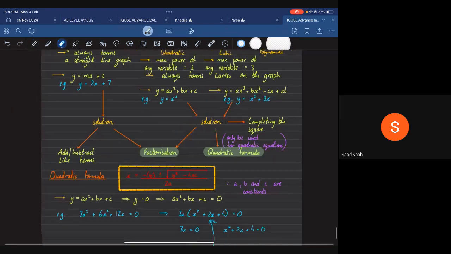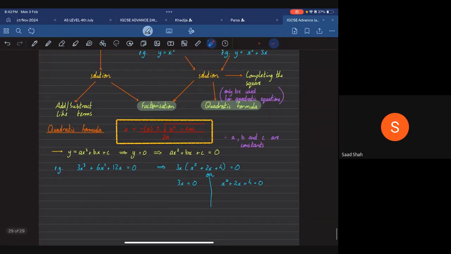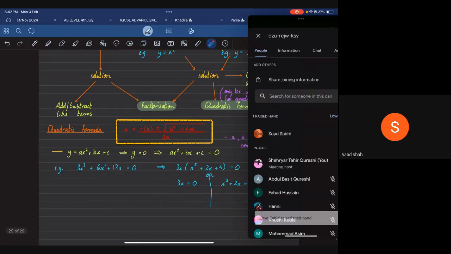When I tell you how to solve equations using factorization, it's obviously going to involve the things that we studied when we did factorization of expressions, but this is how you're actually going to solve it. Yes, Zoya.